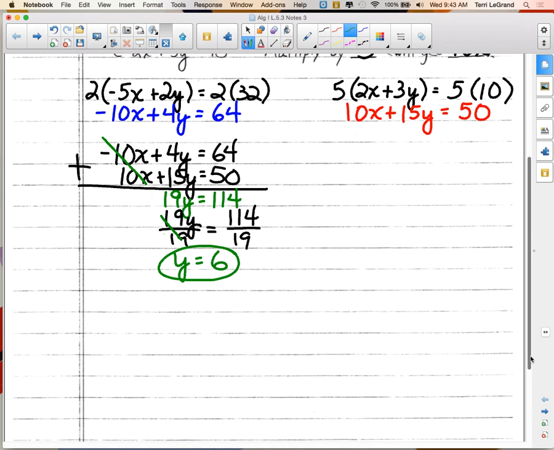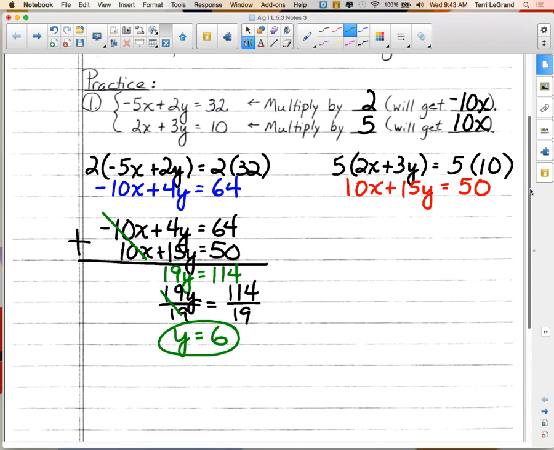Okay, and now we need to go and solve for our x. Well, when we solve for our x, we have 4 options now. We have the original first equation's name, its new name. We have the second equation's original name, its new name. You can pick whichever one you want. So go pick one of those equations and solve for x. Plug your y value in and get your x value. Which one do you like?